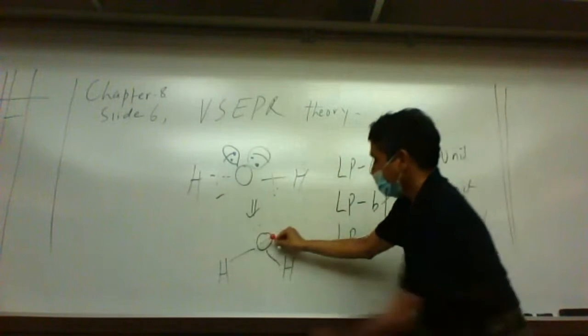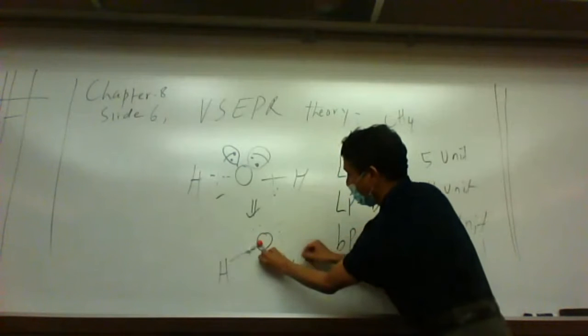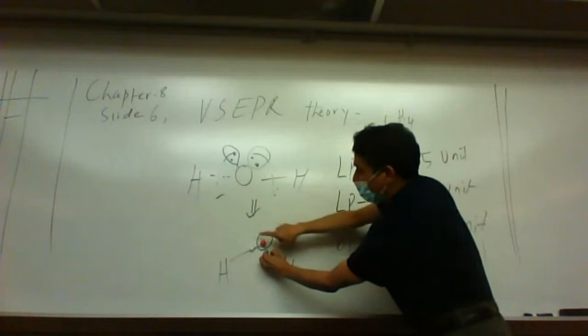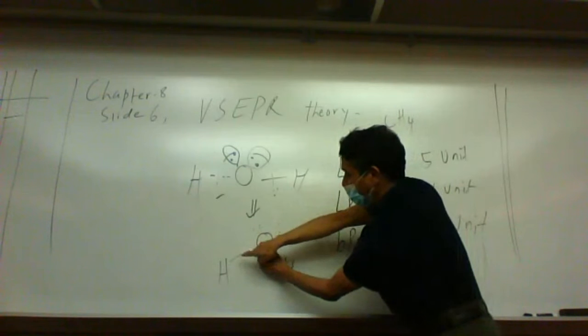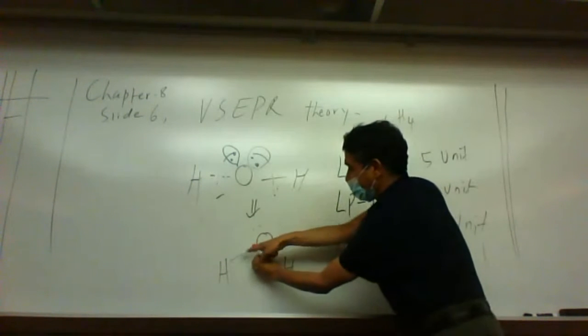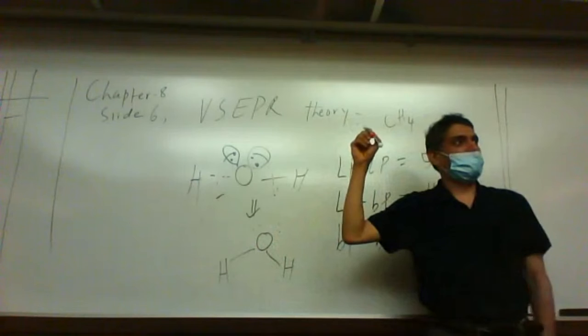So if I put it here, it looks exactly like it. Oxygen is at the center. They are not showing the 2 lone pairs here. This is a hydrogen here, this is another hydrogen here, so this is a bond, this is a bond. So this is a water molecule.